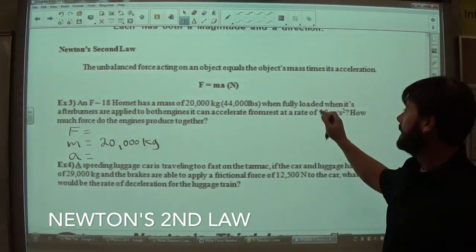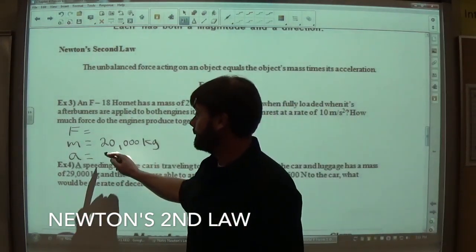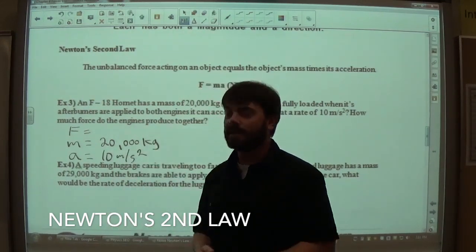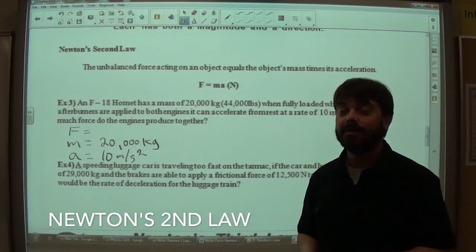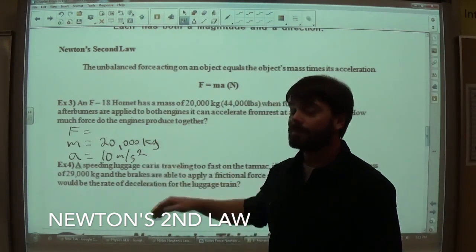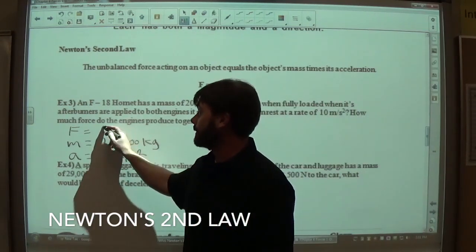They do tell us that the airplane is able to accelerate at a rate of 10 meters per second squared, and acceleration, of course, is always in meters per second squared. It's a change in velocity divided by time, so you have meters per second divided by seconds, which will give you meters per second squared. The unknown here then would be force.